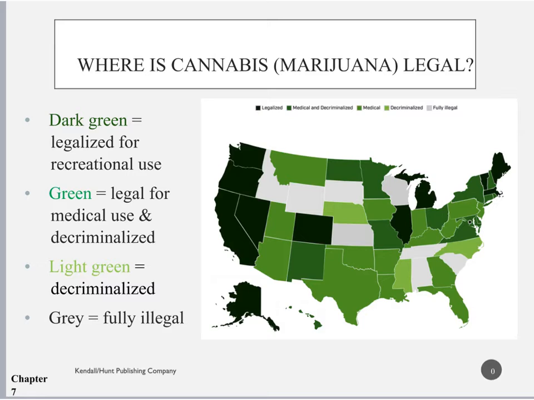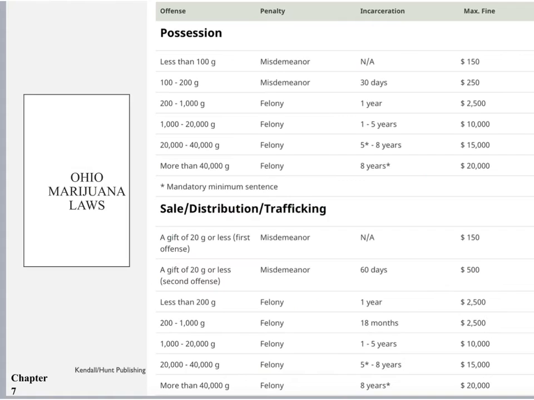So here, if you take a look across the board, the ones in gray are completely illegal. You're not allowed to have any type of marijuana, whether that's medicinal or recreational. Dark green, we do have legalization for recreational use. If you see, there are only a few states that allow it recreationally. Ohio does fall into the category where you can use it medically. If you take a look, depending upon how much you have in your possession, you could have a penalty from about $150 all the way up to $20,000, depending upon how much marijuana you actually have.